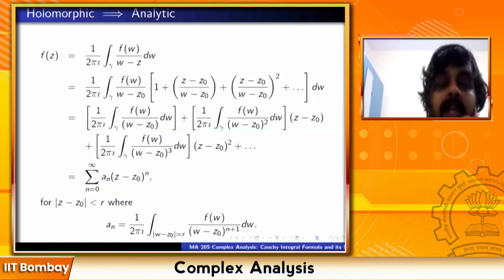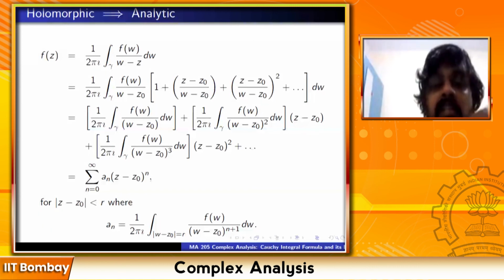which is equal to 1 upon 2 pi i, break it up into a sum of integrals: integral of f(w) dw upon (w minus z naught), plus 1 upon 2 pi i integral of f(w) by (w minus z naught) squared times (z minus z naught), plus dot dot dot. And we see that this is of the form summation a_n (z minus z naught) to the power n for mod of z minus z naught less than r, where the a_n are these integrals, 1 upon 2 pi i integral over mod of w minus z naught equal to r of f(w) dw upon (w minus z naught) raised to n plus 1. These integrals give you some numbers. Those are my a_n.